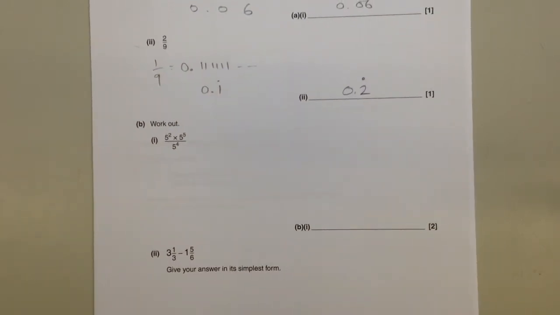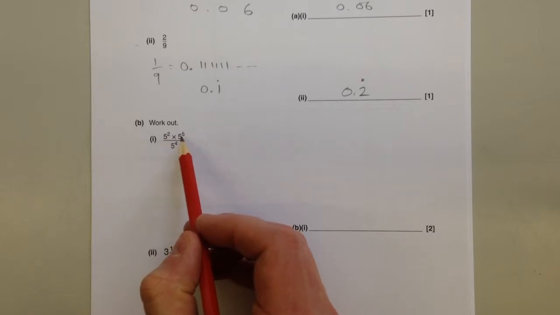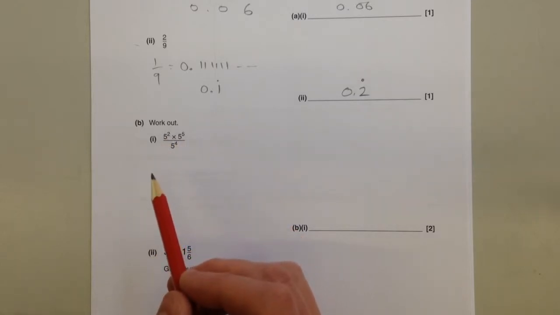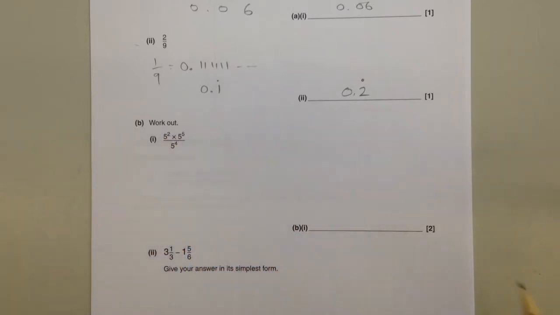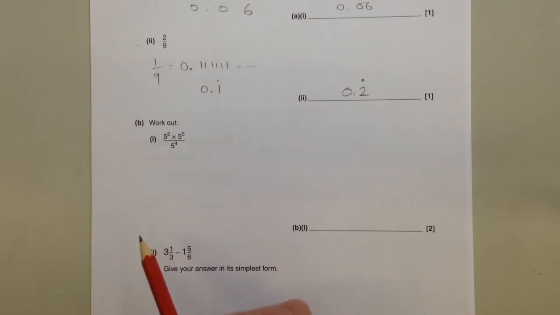Part B, we have to calculate 5 squared multiplied by 5 to the 5 over 5 to the 4. 5 squared is 25, and 5 to the 5 means 5 times 5 times 5 times 5 times 5, which is going to give you quite a big number. You don't have to multiply these together and then work out what this is and do the division.